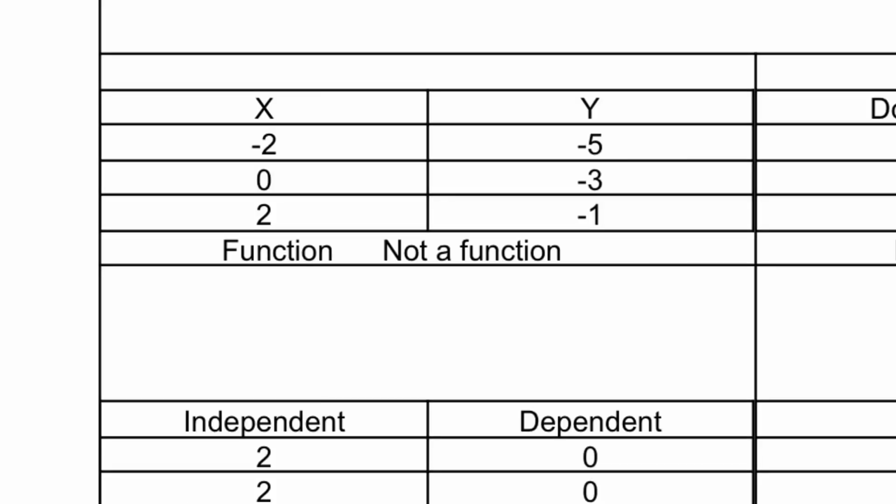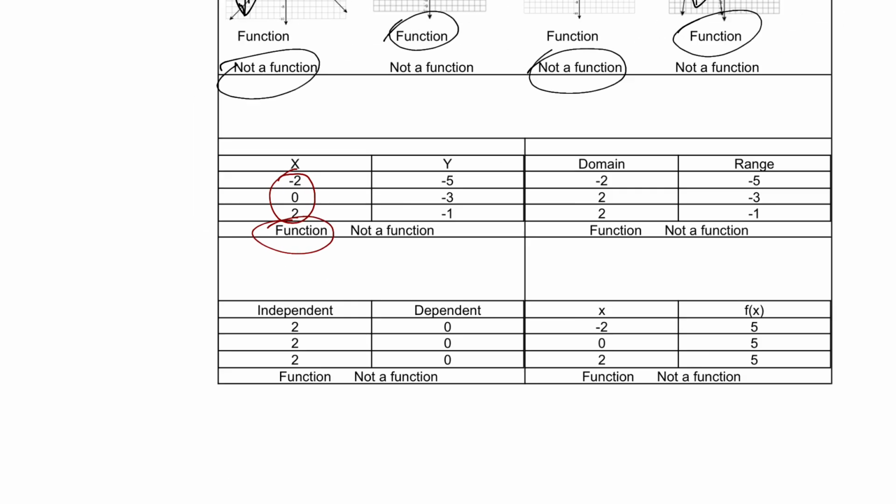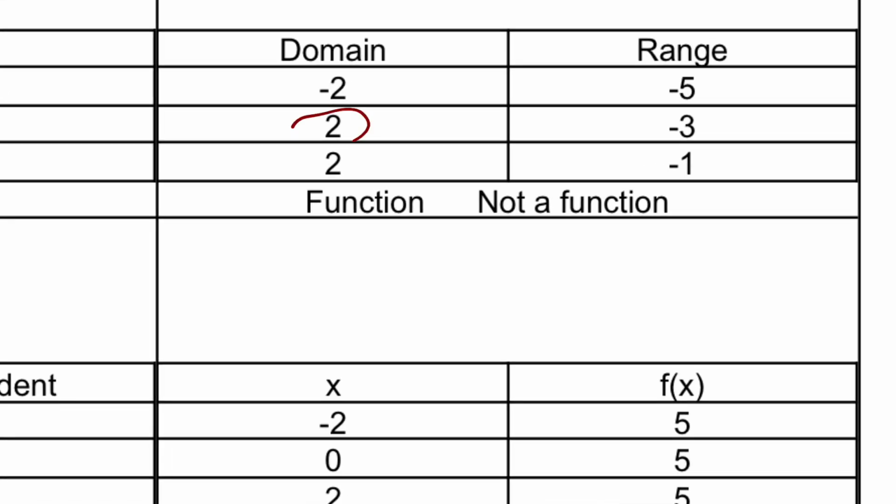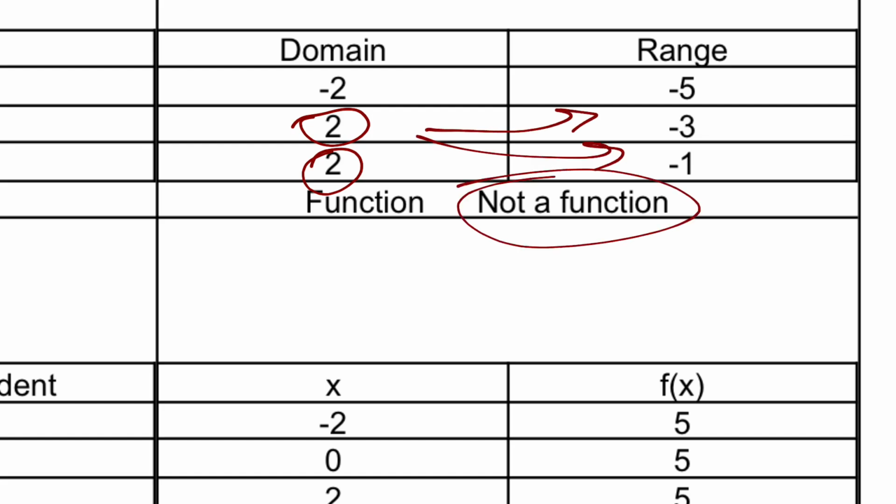What we're looking for here is, in the x column, do we have the same input with a different output? Here, all of our inputs are different, so we're going to call this a function. For this one, you'll see that the domain of 2 is mapped to two different numbers. That is not a function, that's a relation.